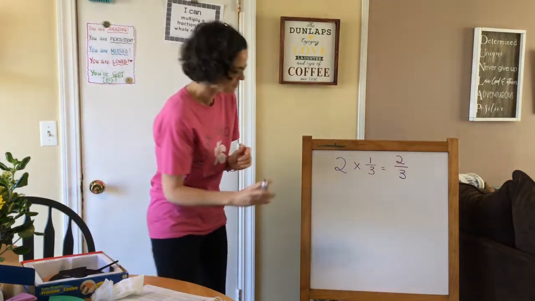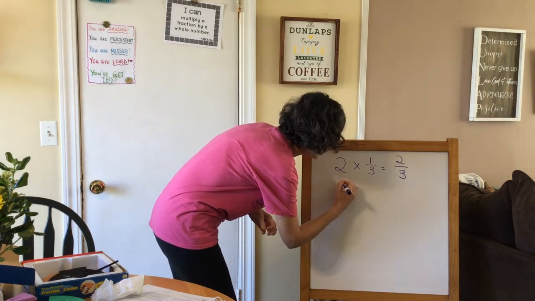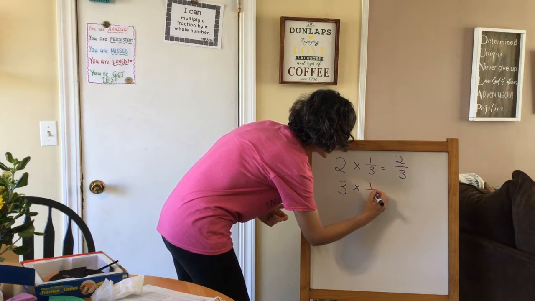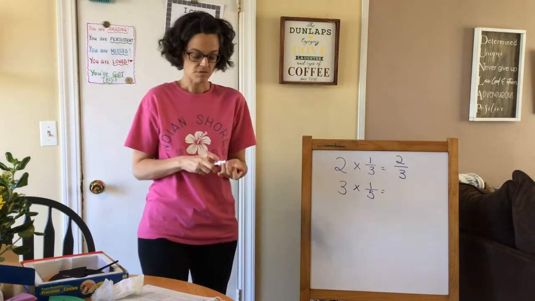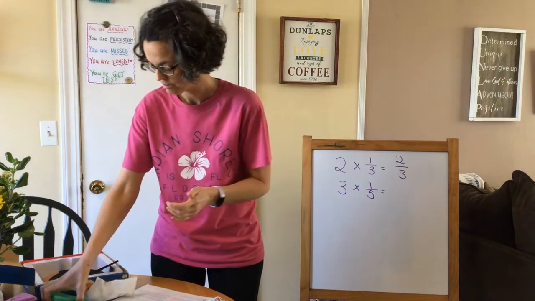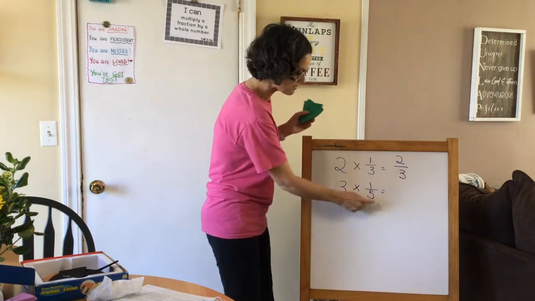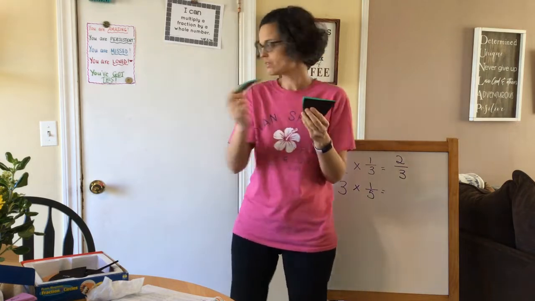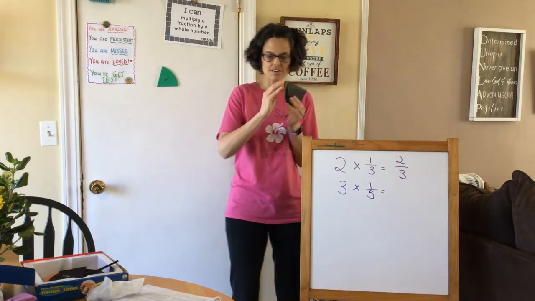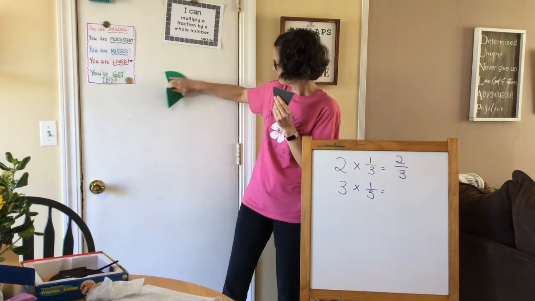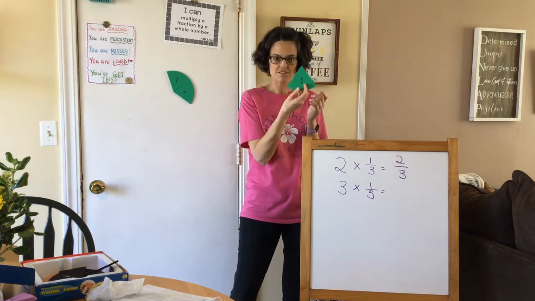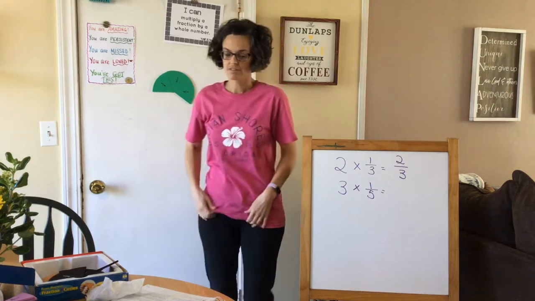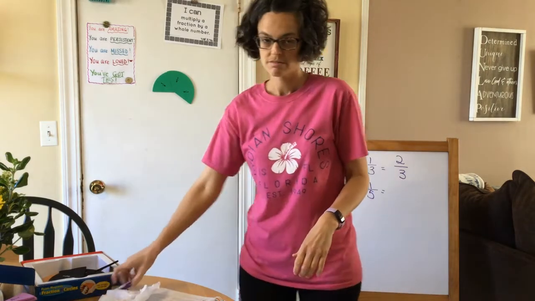Let's do 3 groups of 1/5. So 3 times 1/5, okay? So I have 3 times 1/5. That means I have 3 groups of 1/5. Well, look here. I have 1/5. I have 1/5. And I have 1/5. So I have 3 groups of 1/5. So how much do I have? I have 3/5.